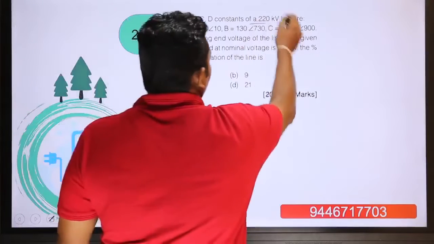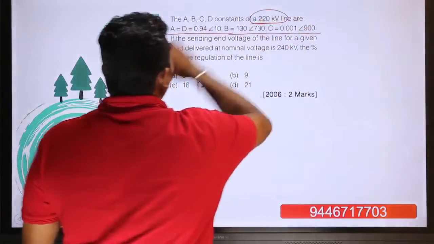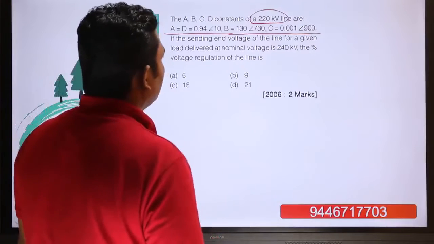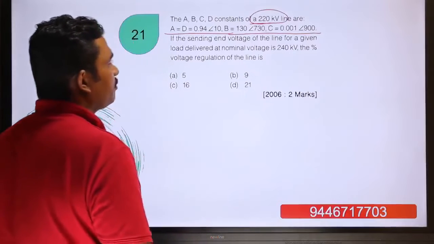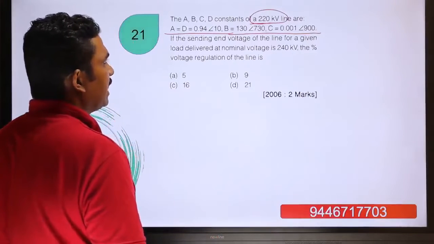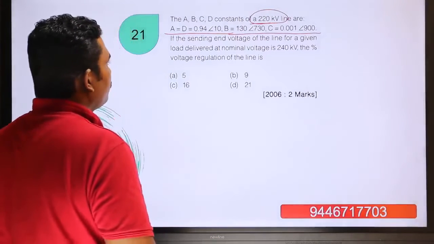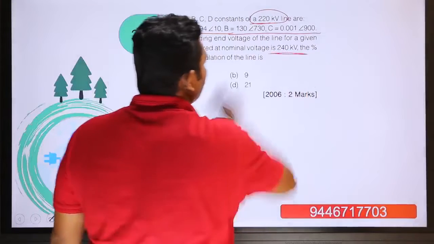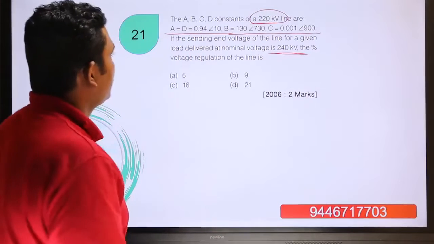ABCD constants of a 220 kV line are A = D = 0.94∠1°, B = 130∠73°, and C = 0.001∠90°. If the sending end voltage of a line for a given load is delivered at a nominal voltage of 240 kV, then the percentage voltage regulation of the line is to be found out.